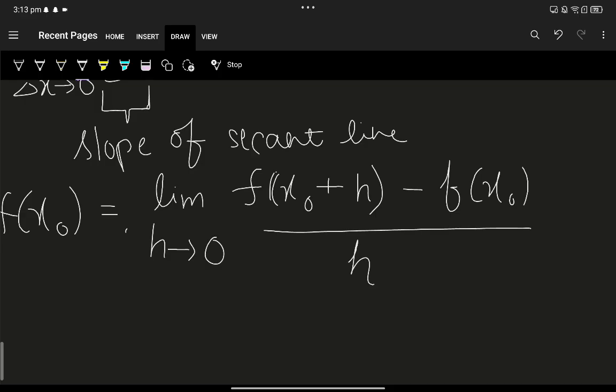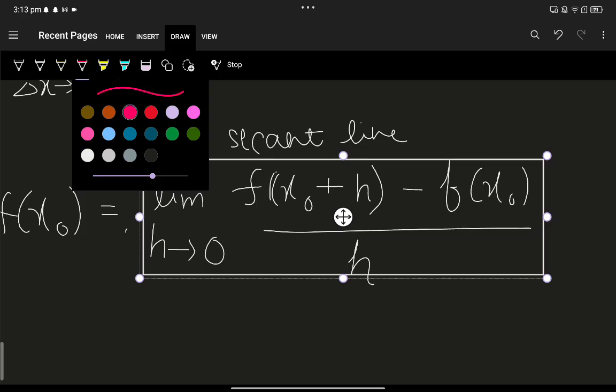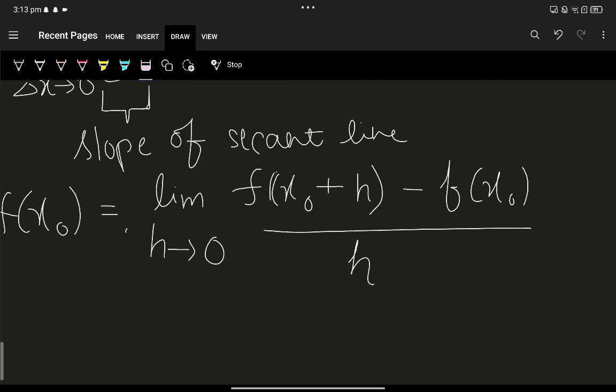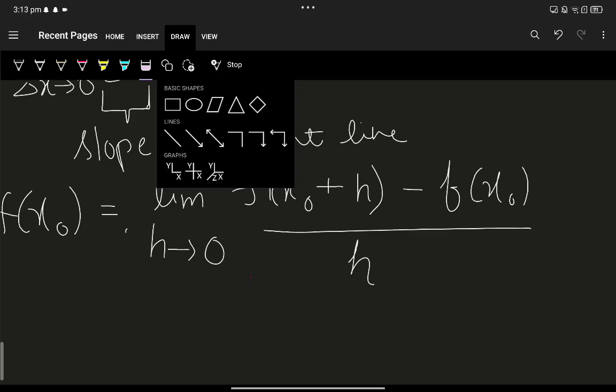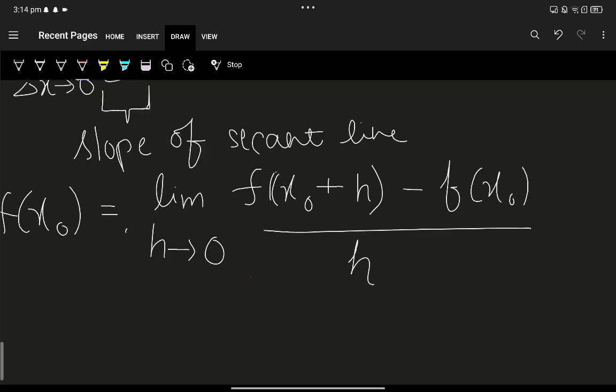And I would like to make a box around it, because this is the formula that we are going to use repeatedly. Just a second, I'll use a different color. If I choose red color over here, I can draw a square around this formula.